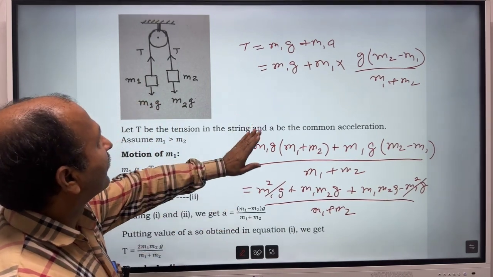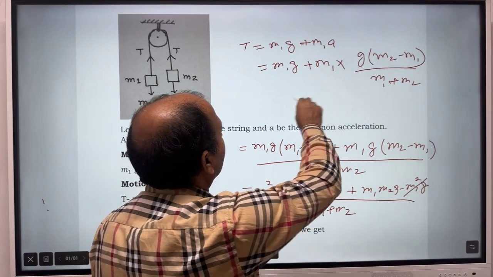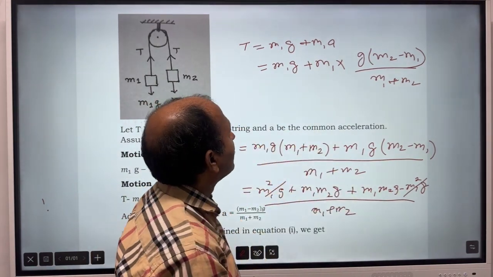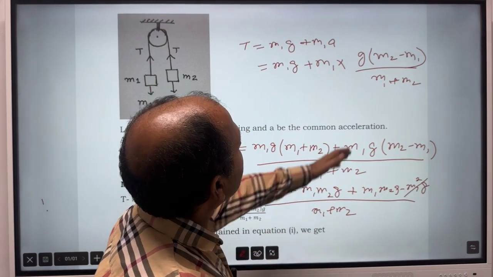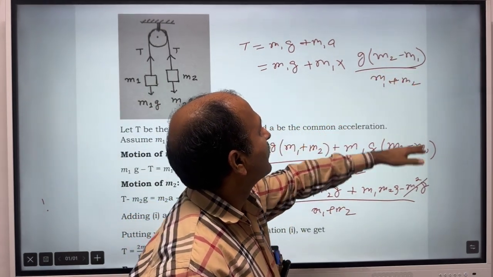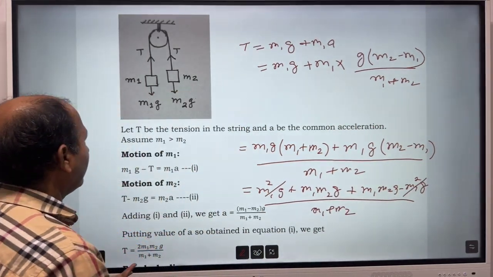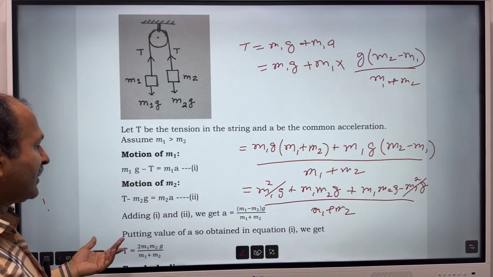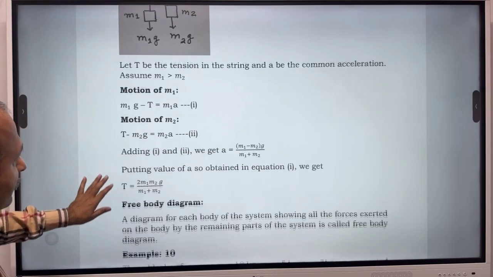If you reverse the case, we have assumed in our question m2 greater than m1, and if you reverse it, then here it will become m1 minus m2 and the rest of the things will remain the same. So you can take any one unless it is specified, and I think you have understood.